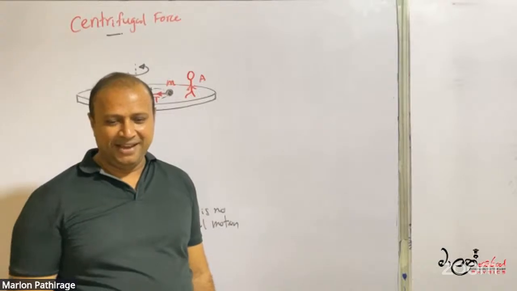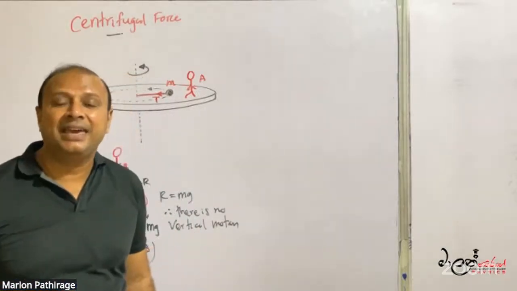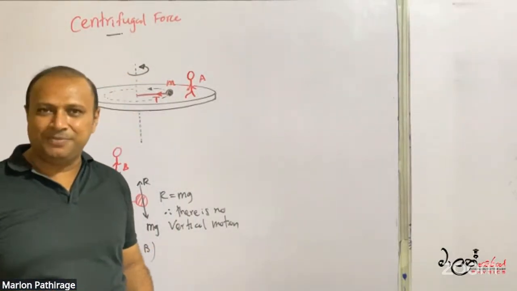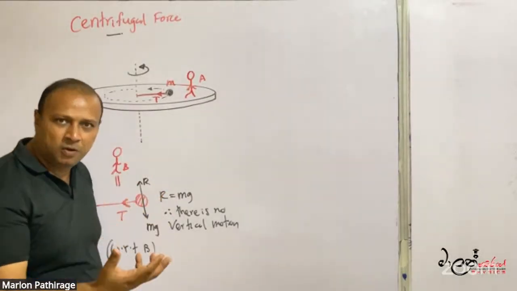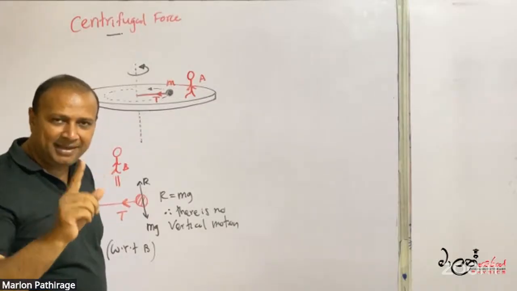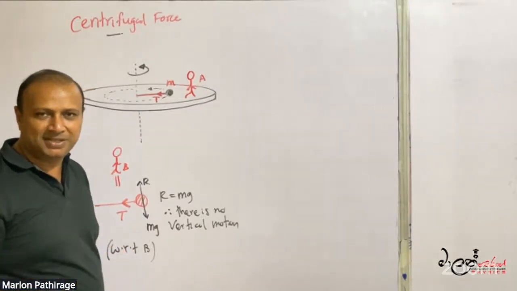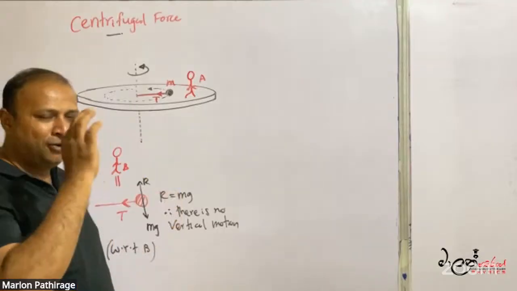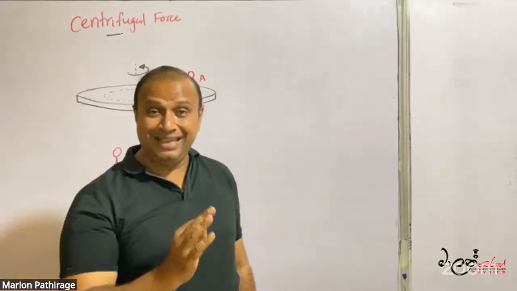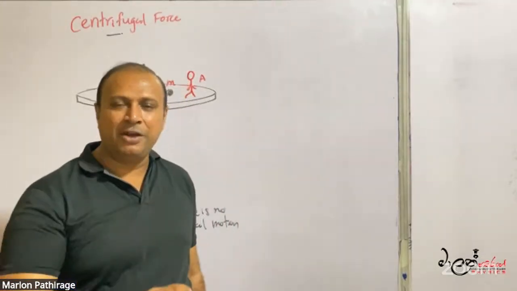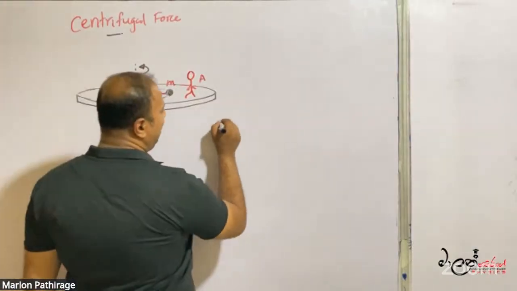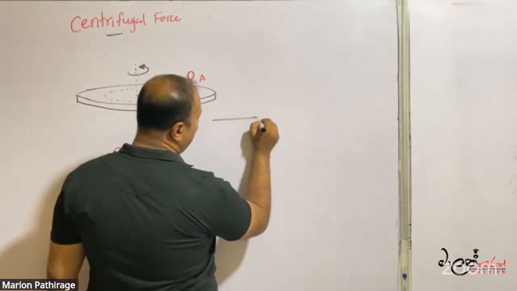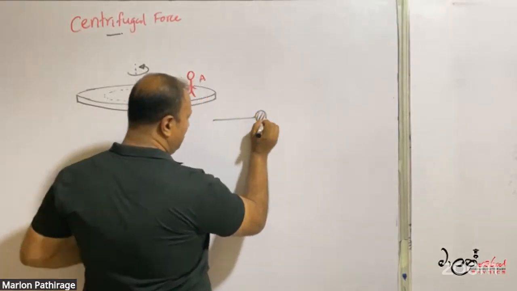Then how can he describe this motion? According to A, this object has no motion, but he can feel there is a tension force. Therefore, to have an equilibrium condition, definitely there should be another force.